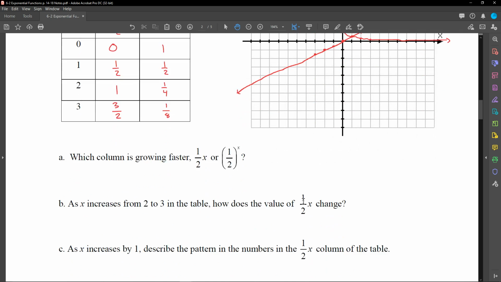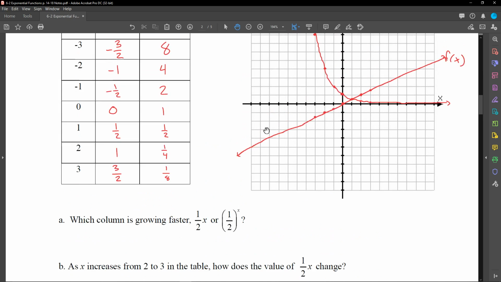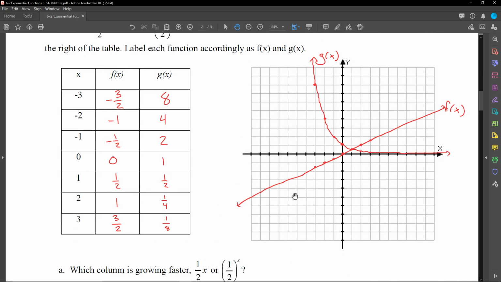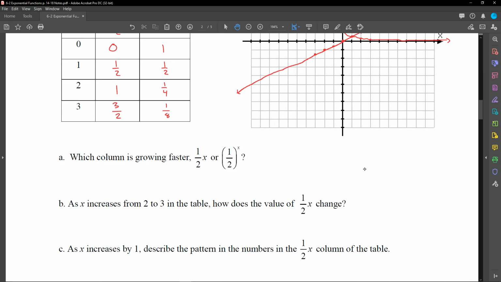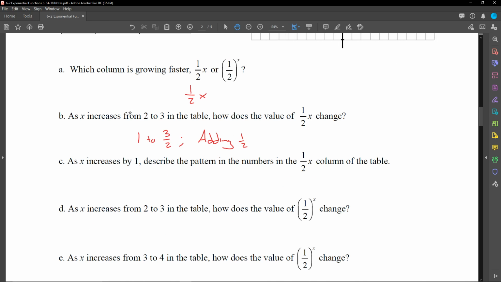So let's go ahead and compare the two. Which one's growing faster? Well, between the two, g of x is decreasing, keeps going lower and lower, whereas f of x increases. So the one that's growing faster is 1/2 x. As x increases from 2 to 3 in our table, f of x changes by 1/2. So we go from 1 to 3 halves, and the difference is we are adding 1/2. So then the pattern between each x, for 1/2 x, is we are adding 1/2 each time.